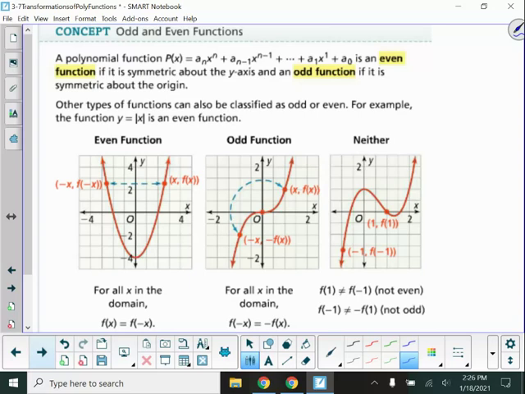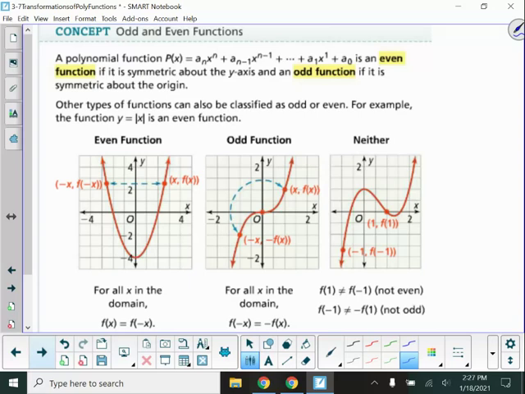Even functions, which is going to be the graph that is on the left-hand side, they are symmetric about the y-axis. That means that the y-axis acts as an axis of symmetry. You can fold it over on the y-axis. It's going to repeat on both sides. Odd functions are symmetric about the origin, which means if you rotate your graph 90 degrees, you're going to end up with exactly what you started with. If it's neither, that means that there is no symmetry about the origin or about the line of the y-axis.